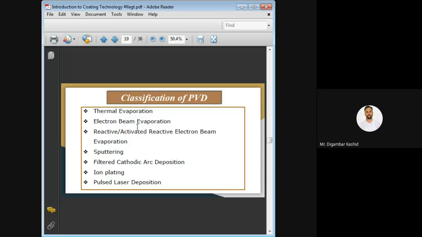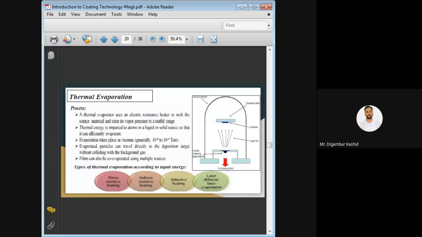Then we have sputtering, then filtered cathodic arc deposition, which is again a subtype of our PVD technique. Then ion plating is there, and the last one is pulsed laser deposition. So here we can see that a total of 7 classifications are available for the PVD method. First we will discuss in detail the first one, that is thermal evaporation.